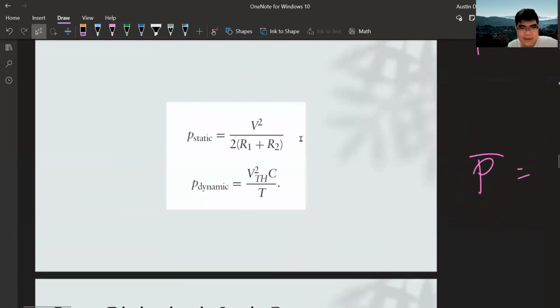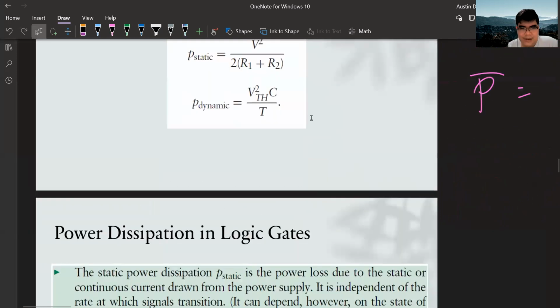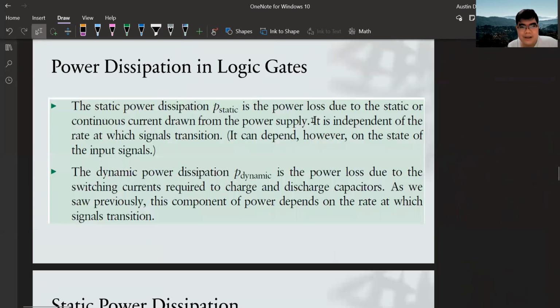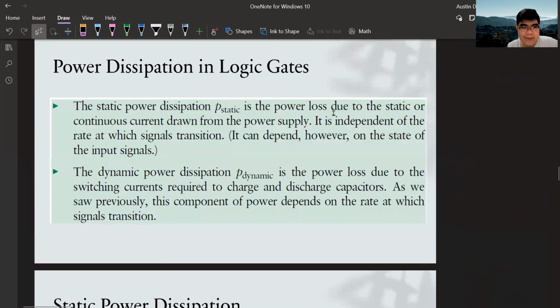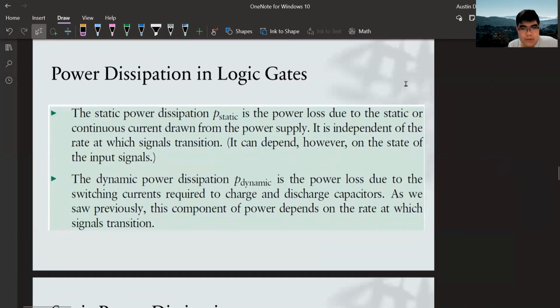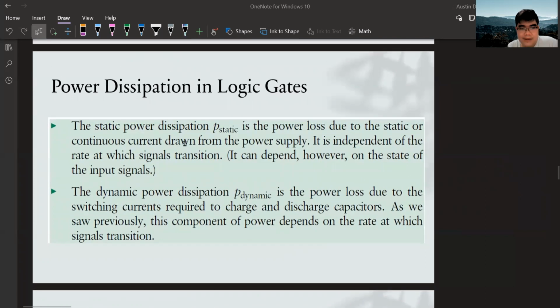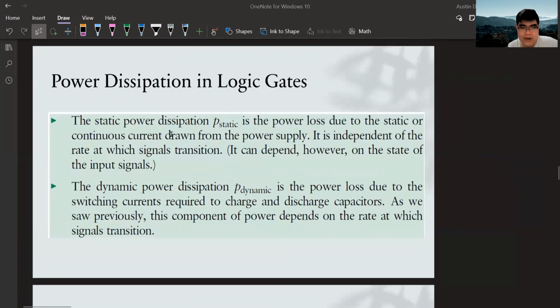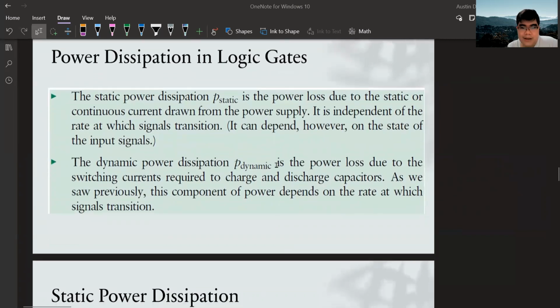Okay, let's proceed. Basically, ganun lang gagawin mo. W1 plus W2 divided by total time. Okay, so meron tayong tinatawag na static power dissipation. Yung kanina, pinakita natin. P static, which is just the power loss sa static or continuous na current na binibigay ng power supply.